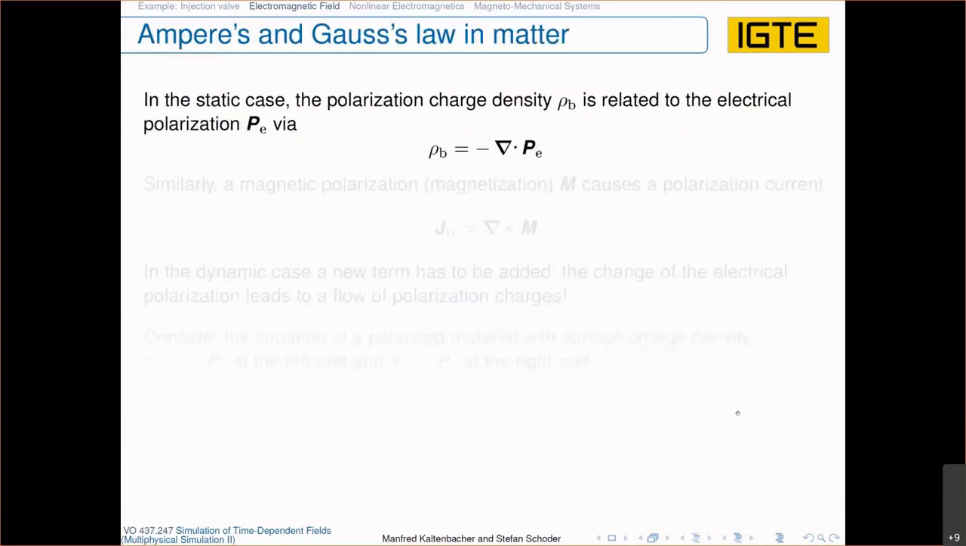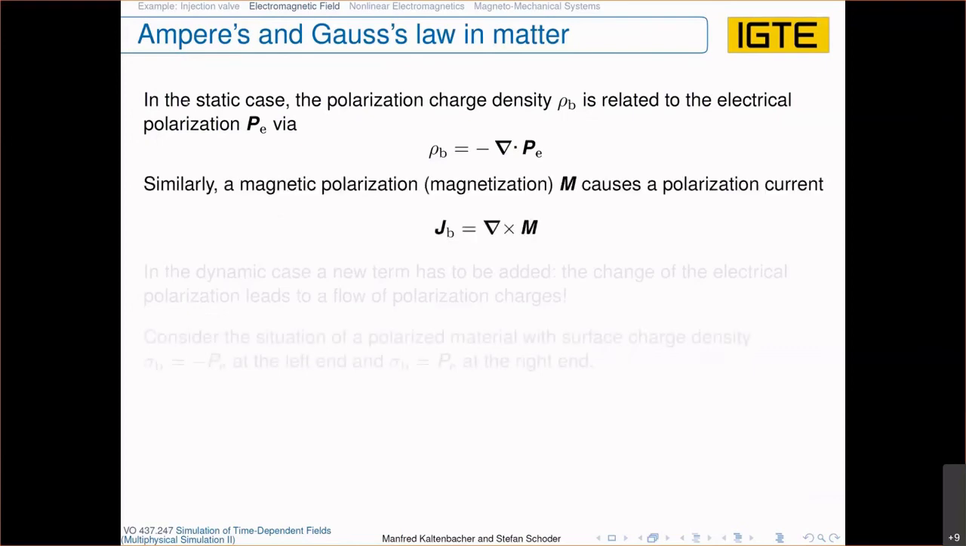If we also have polarizable material, then we know that we have bounded charges being described by the polarization. It's exactly the divergence of the polarization, and in magnetic polarizable material, we have a polarization current density described by the curl of the magnetization. So this is also very interesting, the description, in this sense that we really have the curl on the magnetization and here the divergence on the polarization.